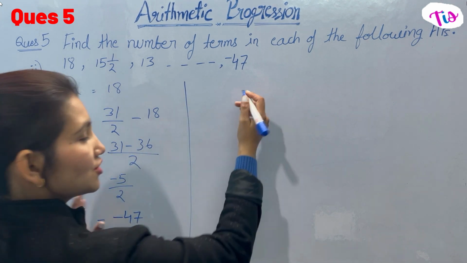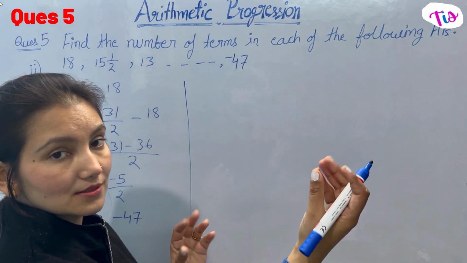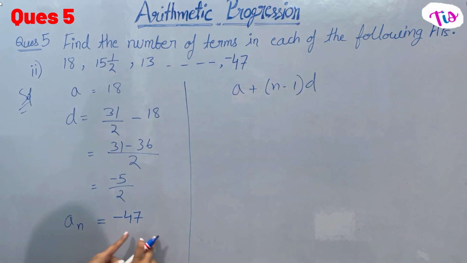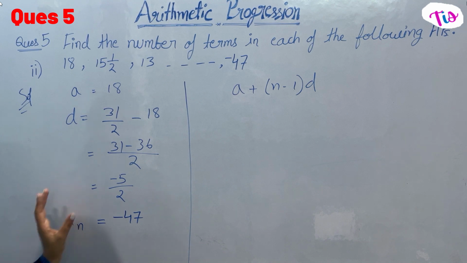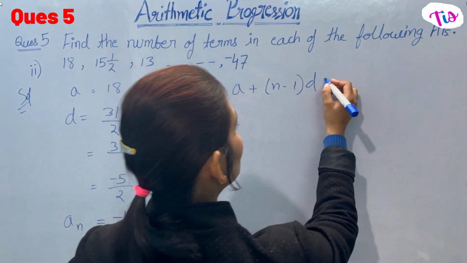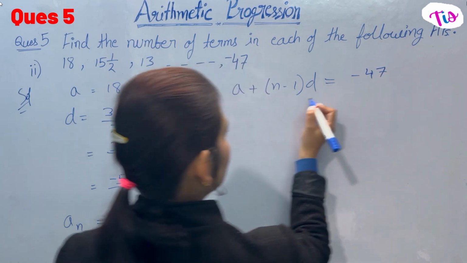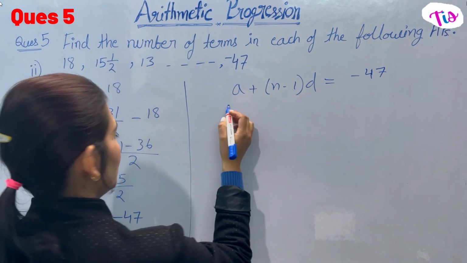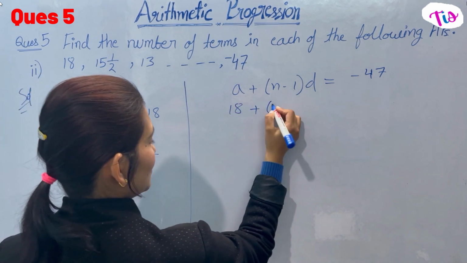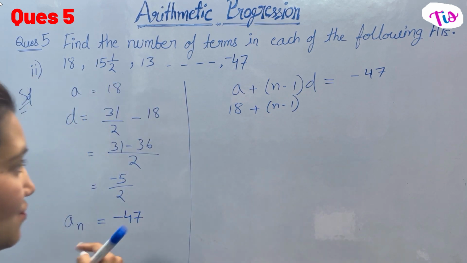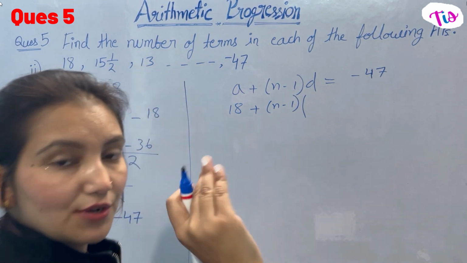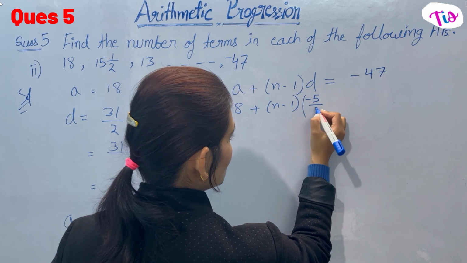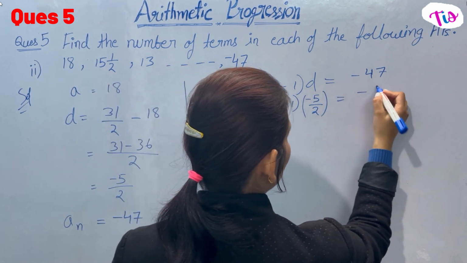So what is the formula for an? It's a plus n minus 1 d. So an is equal to minus 47. Instead of an, we are just replacing it with its value. A plus n minus 1 into d is equal to minus 47. Okay, so let's solve it. We know the value of a, we know the value of d. Put the values and solve for n. So a here is 18, 18 plus n minus 1 into d, and what is d? Minus 5 upon 2. So it's a negative value. As I always say, if there is a negative value, you always include that value in brackets. So minus 5 upon 2 in brackets is equal to minus 47, right?